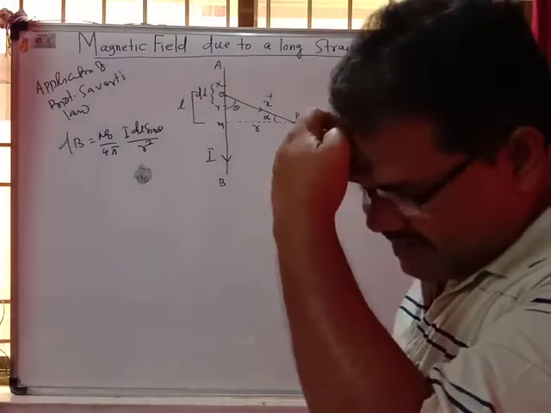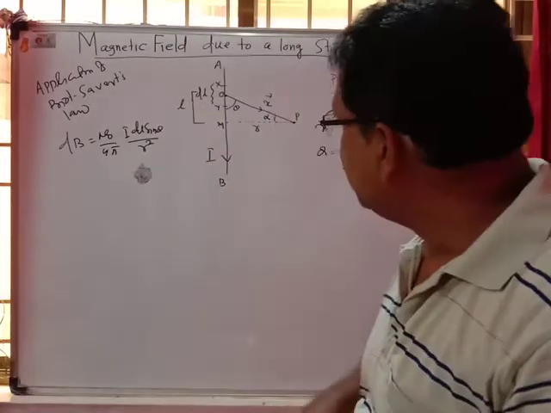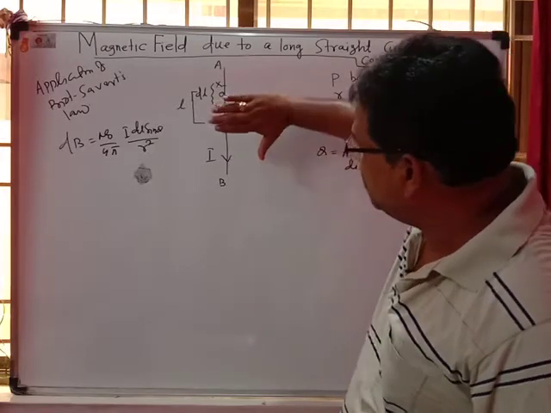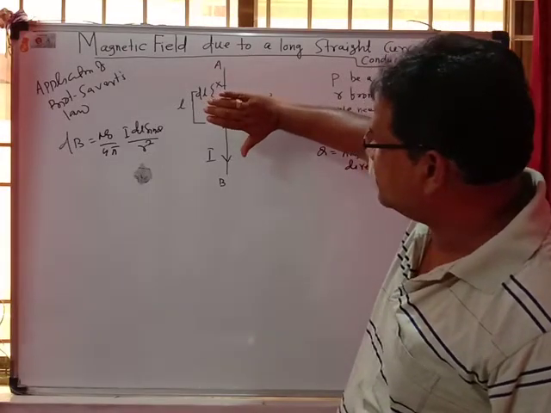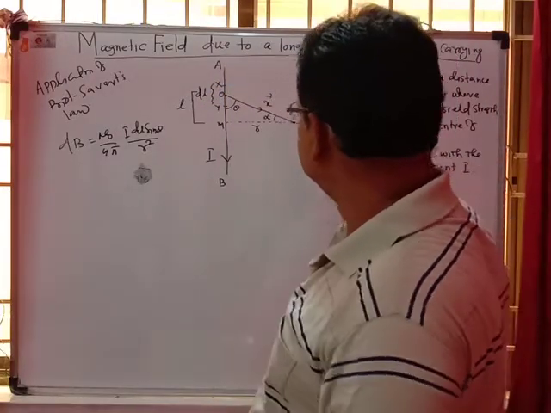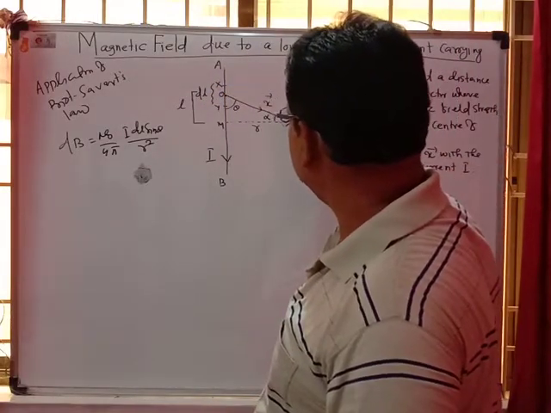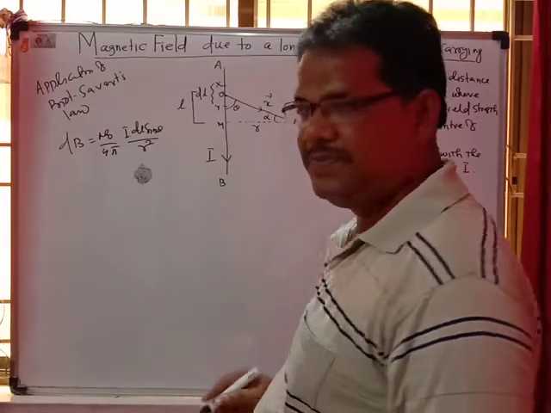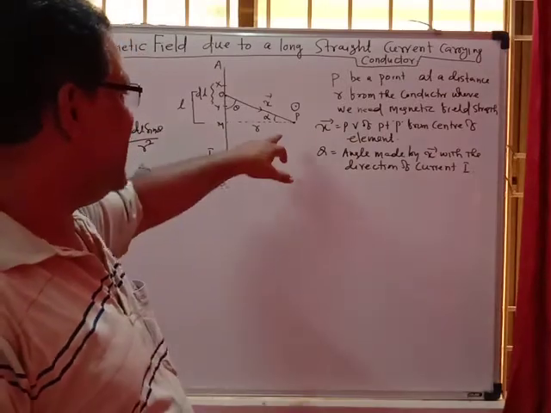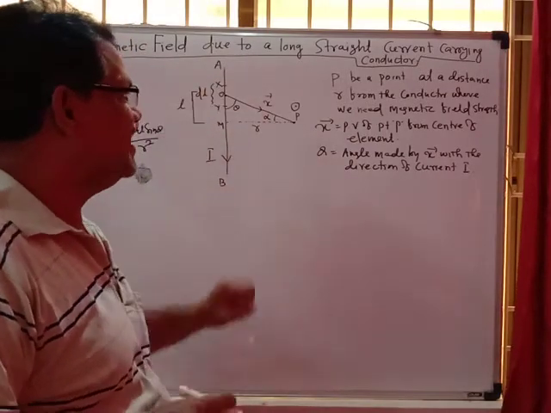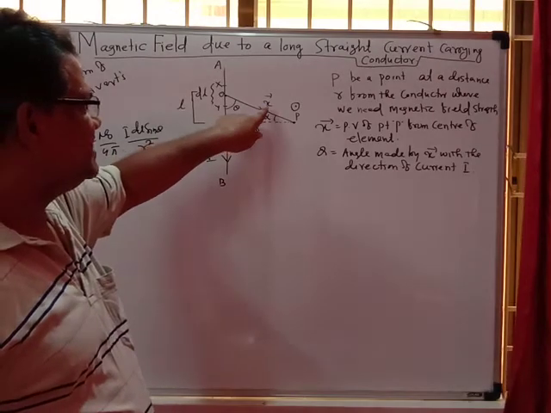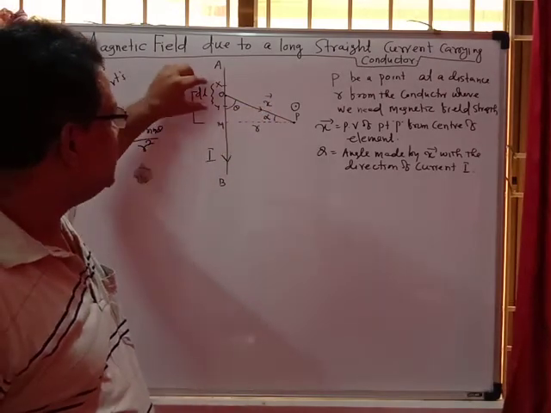From the right hand thumb rule, you must know the direction of the magnetic induction at point P. If you hold the current carrying conductor like that, the lines of force will be coming out. So in this case the magnetic field will be directed outward. So what is the magnitude of the magnetic field strength at point P due to the long straight current carrying conductor?